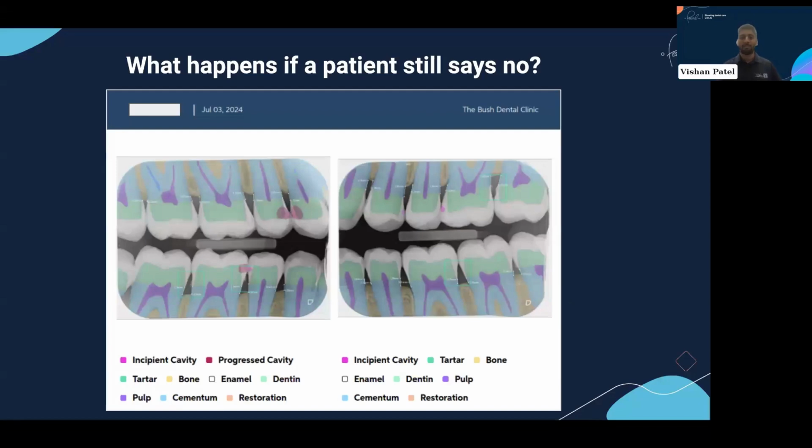So it gives the patient a bit more power over what is actually happening with decay, because normally a patient only knows they've got decay in one tooth. It's either big or small, but in this way, they can clearly see for themselves and make that judgment for themselves as well, really.